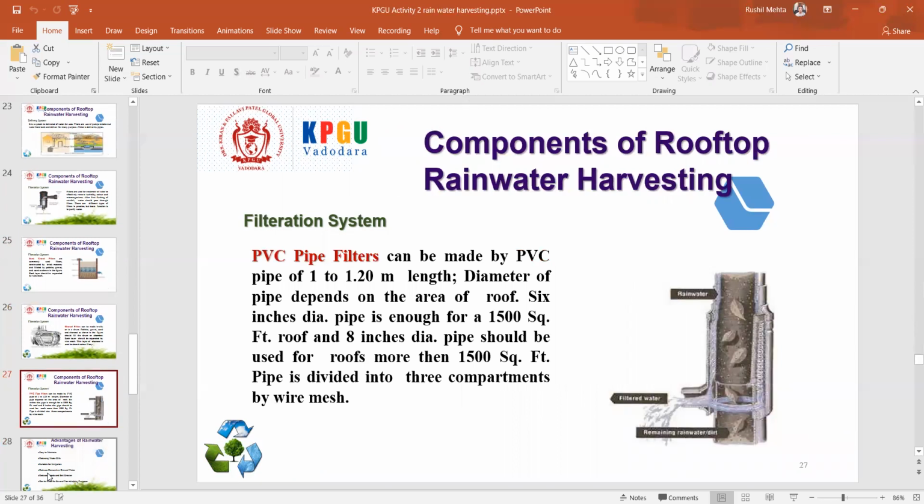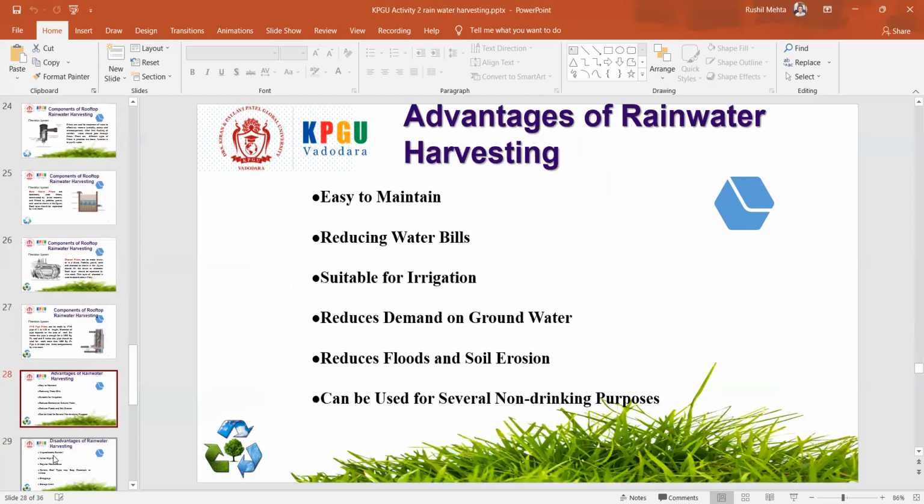Also, it can be a PVC pipe filter, where the pipe is 1 to 1.2 meters in length, and the diameter depends upon the area of the roof. A 6-inch diameter pipe is enough for a 1500 square feet roof, and an 8-inch pipe should be used for a roof of more than 1500 square feet, divided into compartments by wire mesh. Now, what are the advantages?